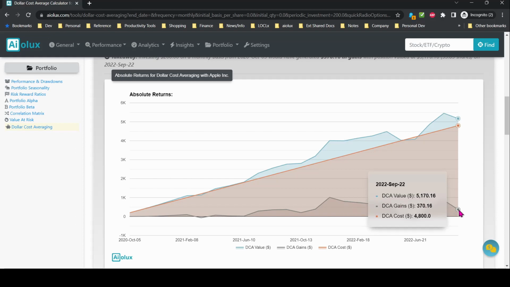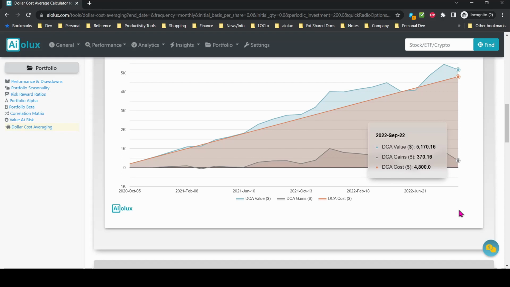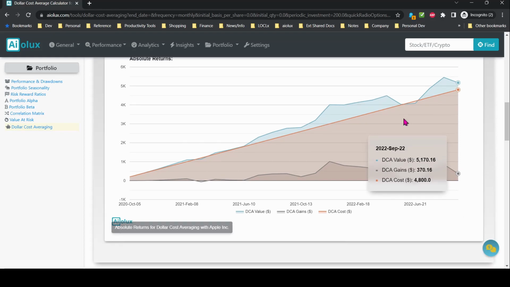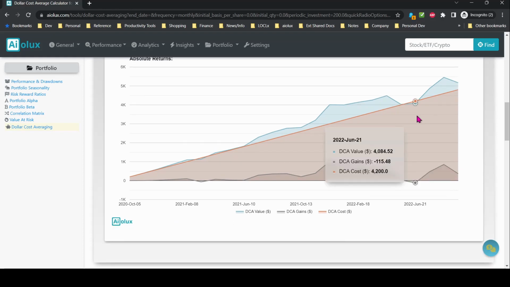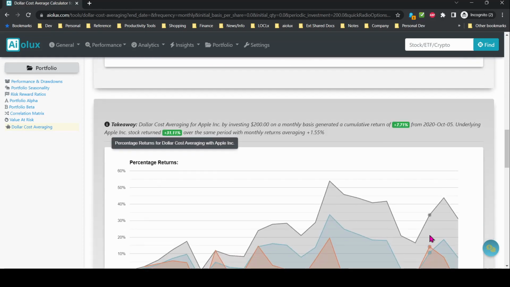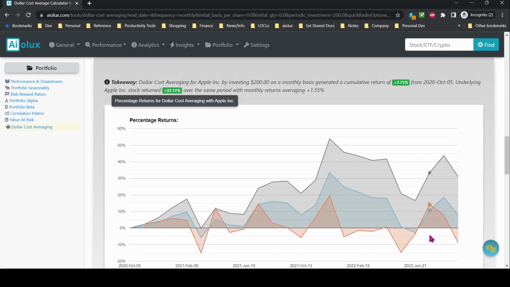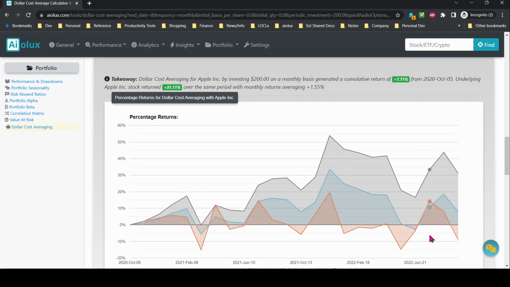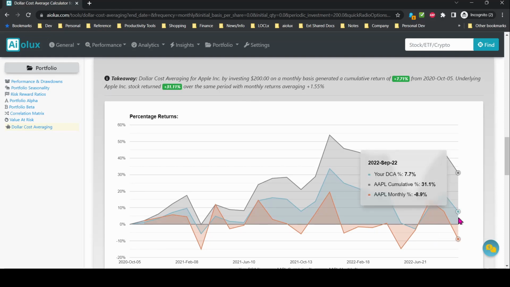Here we see that the investment would have been a small loss in June 2022 but has largely been profitable at other points of time. The second chart shows the percentage returns for your DCA position, and the cumulative returns of the underlying asset in the same time period, as well as the period returns, monthly in this case. In this example, we see that your dollar cost average strategy generated a return of 7.7%, whereas Apple stock had returned 31.1% over the same period.